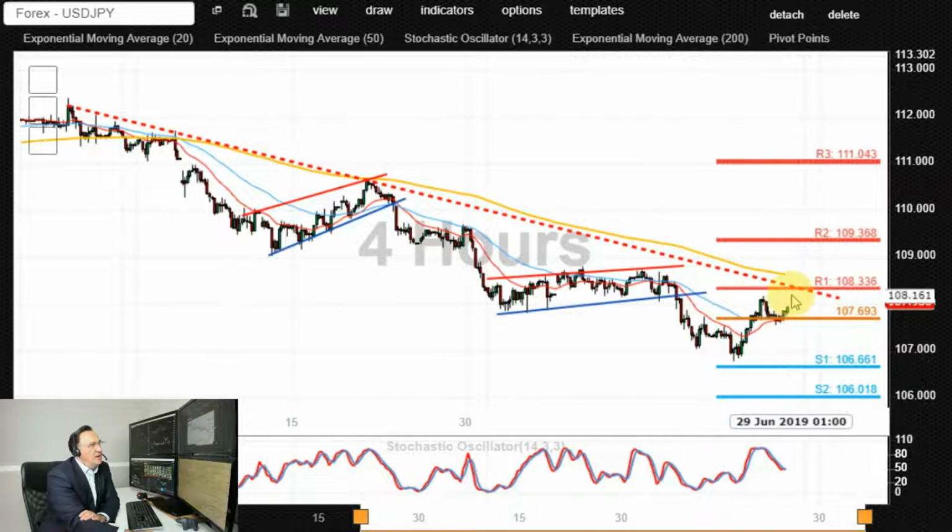Alternatively, only a spike higher and an end of day breakout above 108.30 would negate the current bearish outlook, potentially targeting additional upside resistances towards 109.36, 109.40, 110, 111 to the upside.